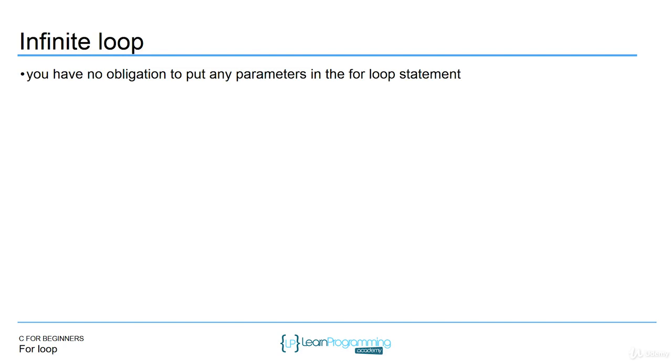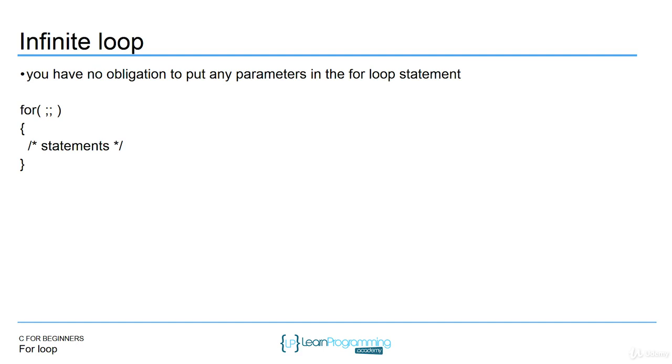So I just demonstrated an infinite loop. This is where you never exit, and you have no obligation to put any parameters in the for loop statement. You can actually write an infinite loop on purpose. The way that you would do that is you would just put the semicolons in there. So you would have a for loop with 2 semicolons. If you ever see that, that means you're writing an infinite loop.